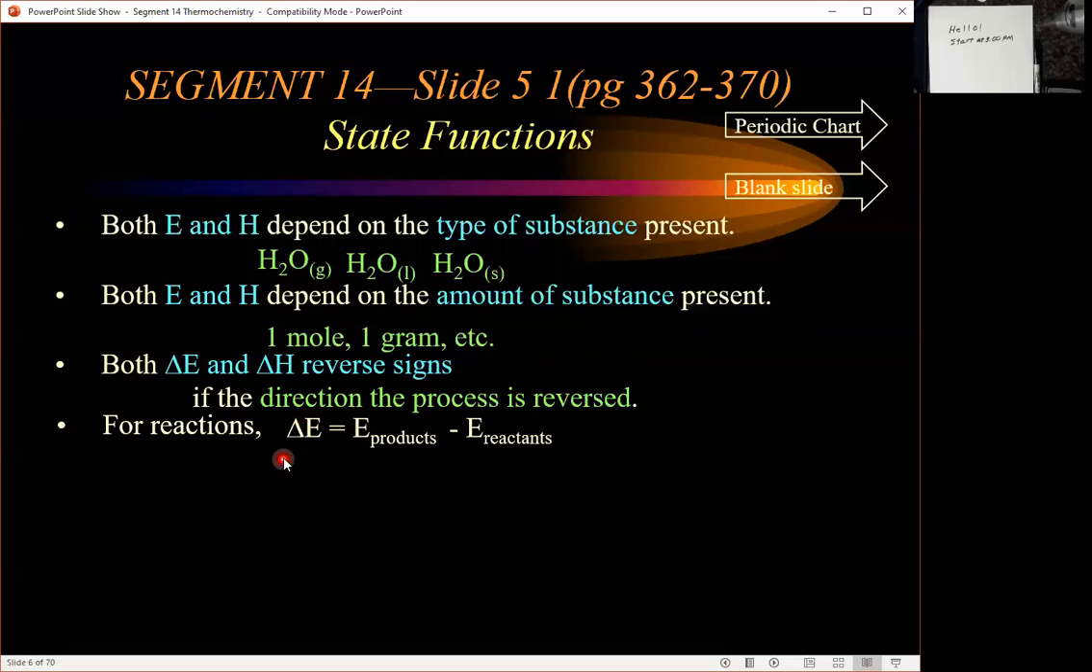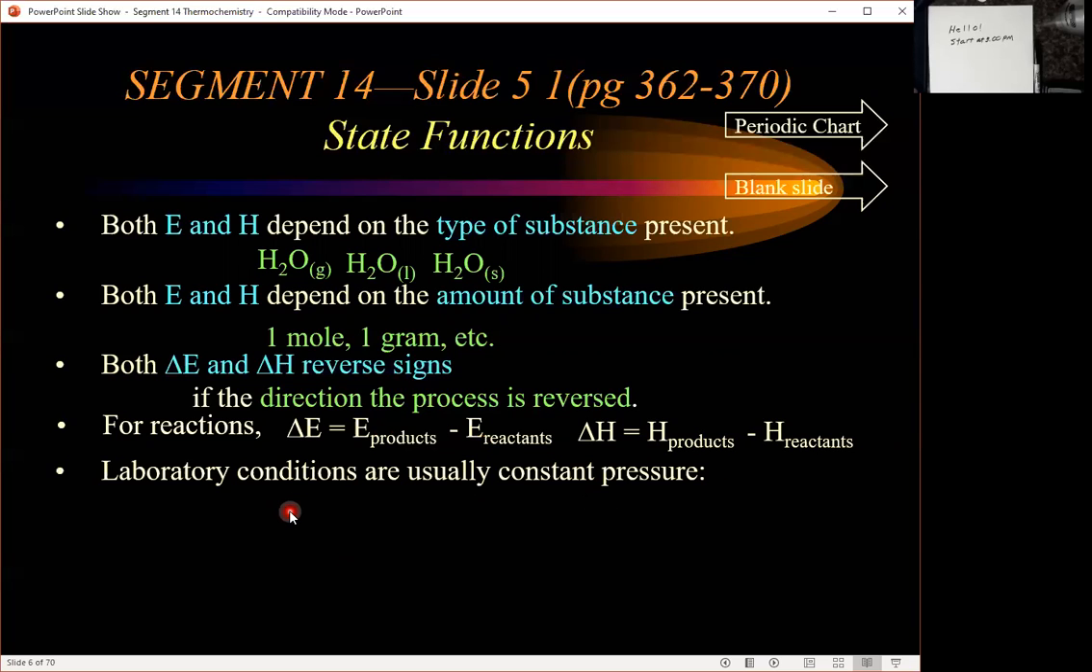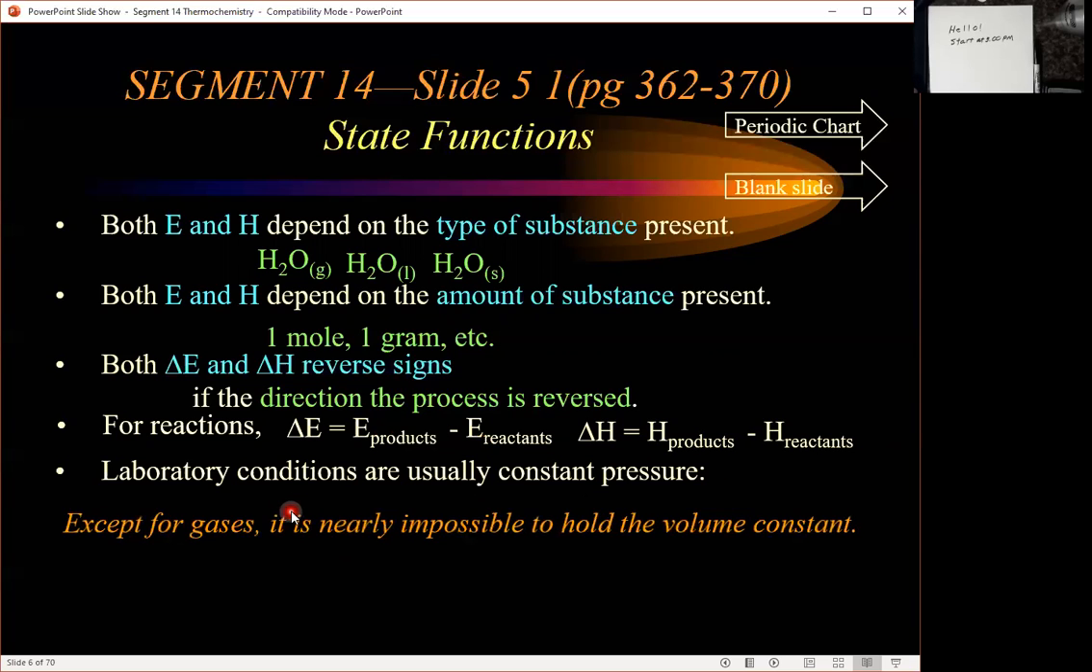Again, for reactions, delta E would be the energy of the products minus the energy of the reactants, but we've already argued we can't possibly measure absolute energies and do that subtraction. So there are ways to do it that don't involve that, and that's where we're going now. Usually laboratory conditions are constant pressure, so most of the time when we're dealing with heat flow, we're actually dealing with delta H.